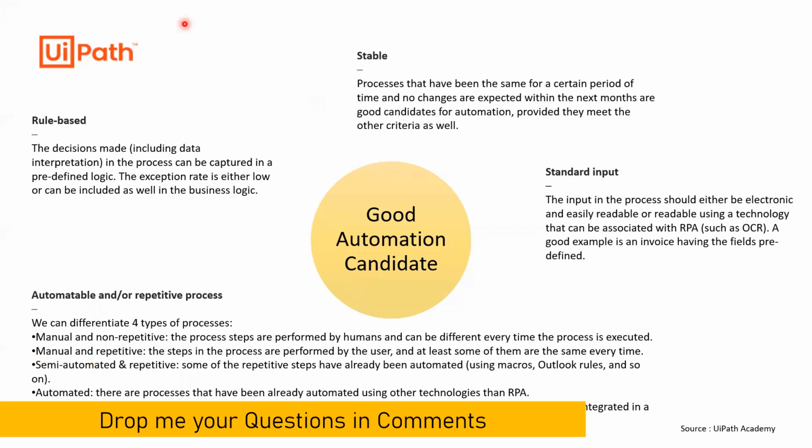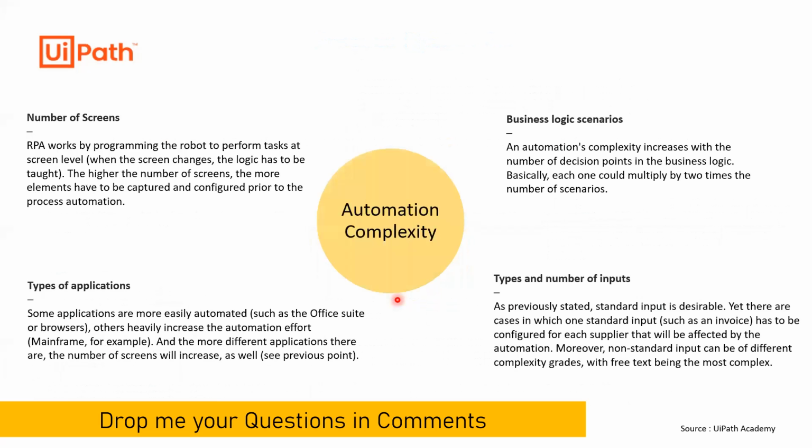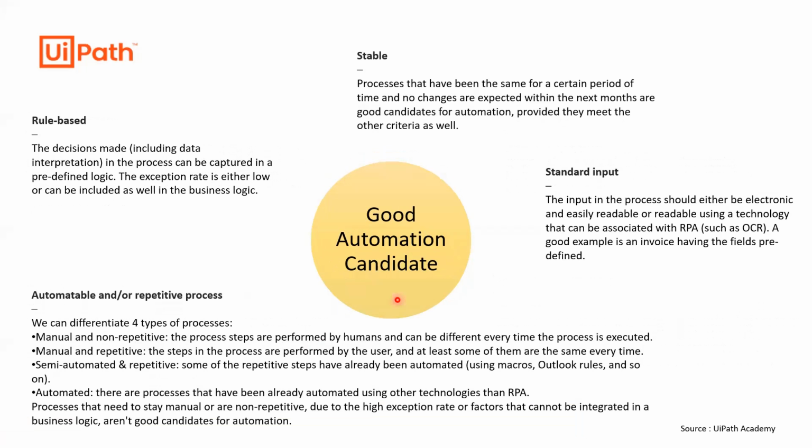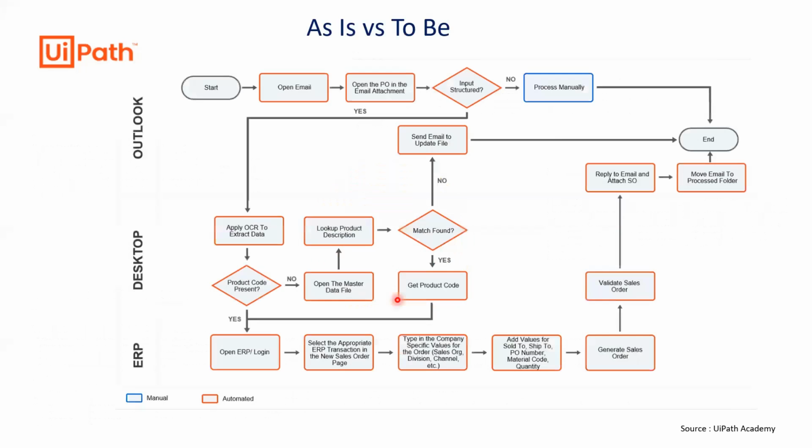I'll take a pause if you have any questions on this slide which says, how do you select a good automation candidate? Yeah, Mukesh, I have a doubt. Yeah, tell me. The stable process is used for automations which we are doing for like 1 or 2 months. It won't be used after 3 months, it is going to change. No, stable process means, okay, take this example.